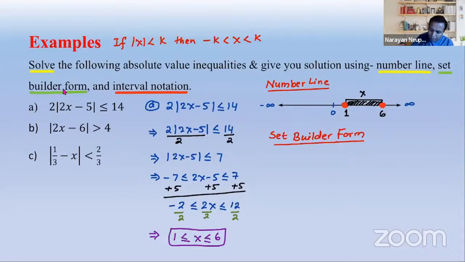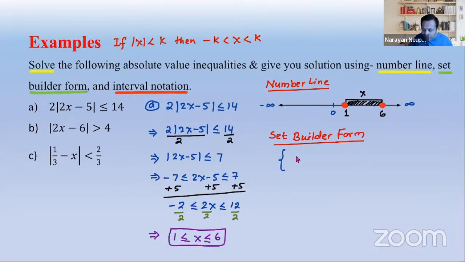Set builder form is another way of writing the answer. And what we do, in the set builder form, everybody look at the screen now. To write it in the set builder form, we always have these curly braces, or curly brackets. We begin this curly bracket, and this is how we write the set. That's why we write this bracket.